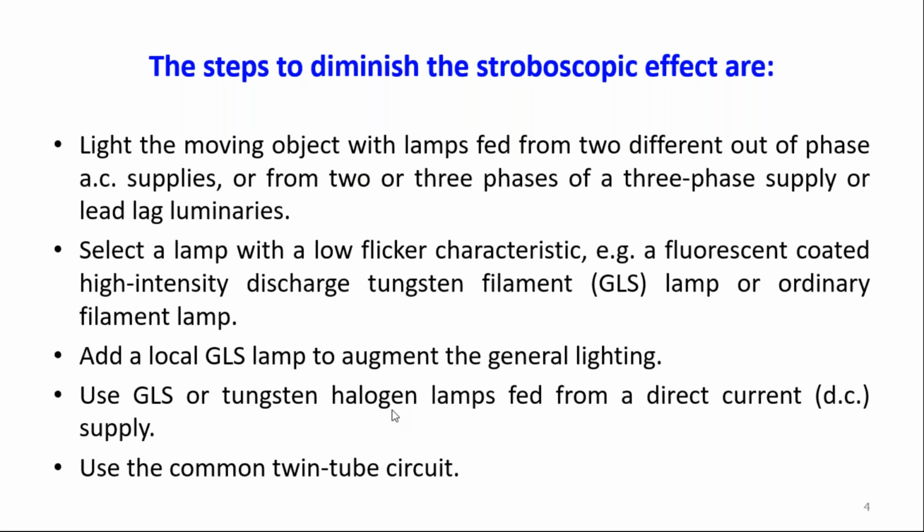The basic solution is you can supply the lamps from different sources or from the three phases, or you can go for the low flicker characteristics lamps, or you can go for the GLS lamps or the tungsten halogen lamps, which are fed from DC instead of AC supply. Use the common twin tube circuit. These are the different solutions to diminish the stroboscopic effect.